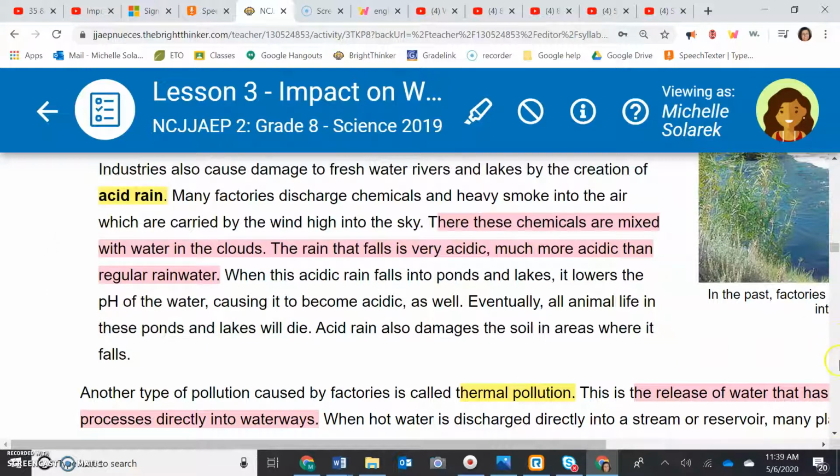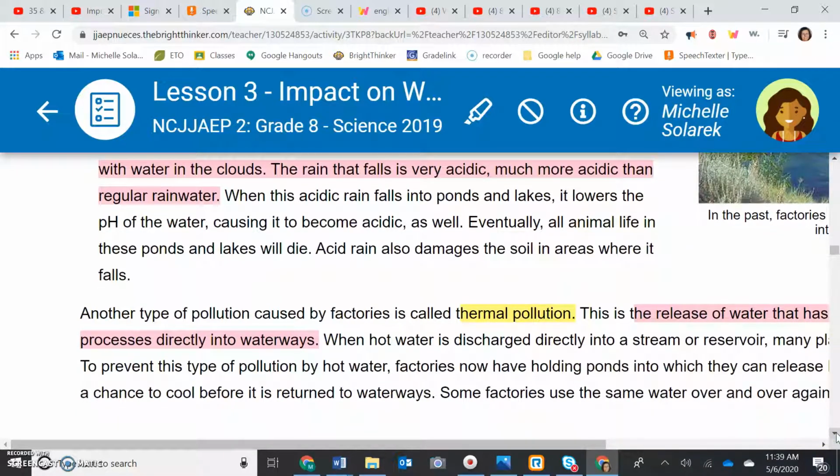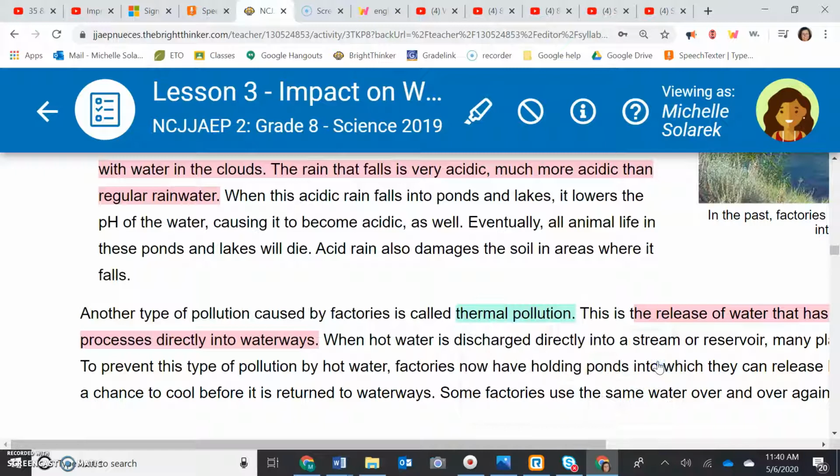Okay, and now our next question, we're actually almost done for today. Our next question is, what type of pollution is it that releases water that has been processed directly into waterways that has been heated? So when hot water is discharged directly into a stream, the hot water has pollution in it. And what is that hot water called? Your answer should be thermal pollution. That hot water is called thermal pollution.